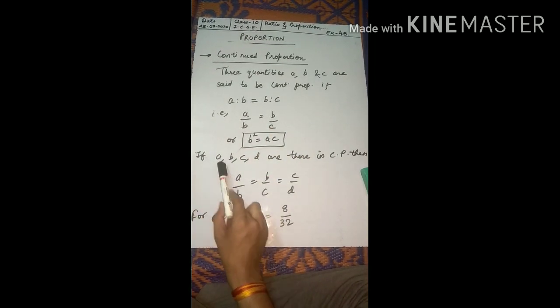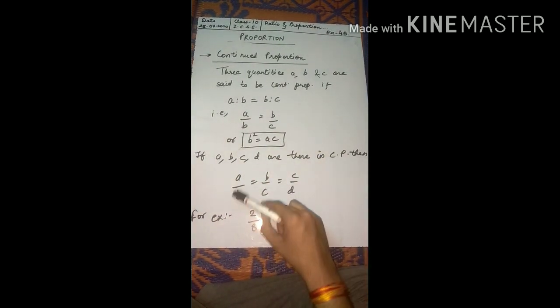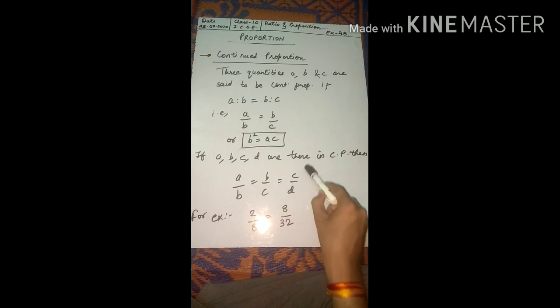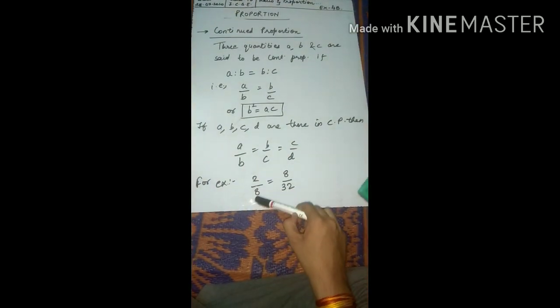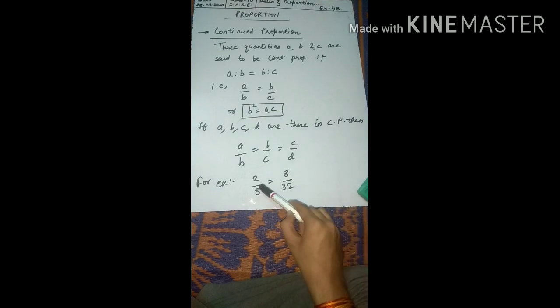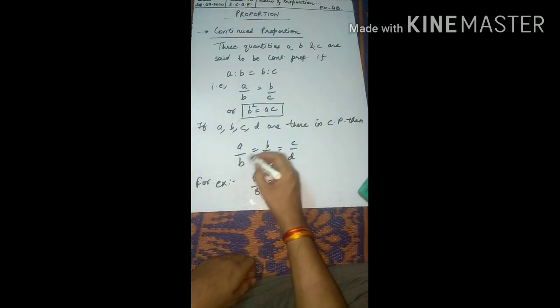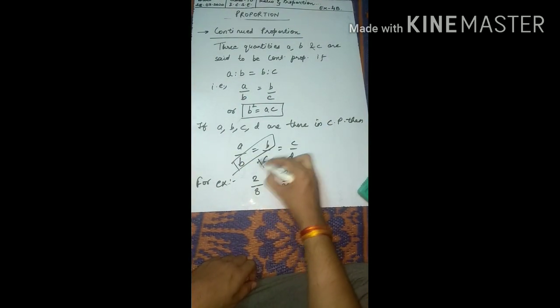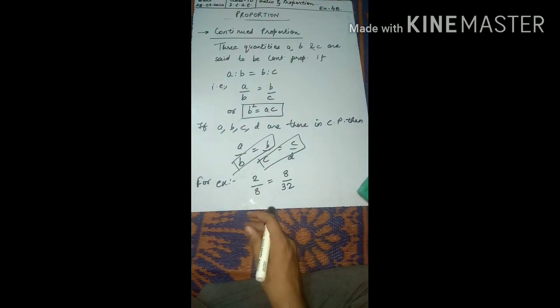And if A, B, C, D are in continued proportion, then A upon B is equal to B upon C is equal to C upon D. Say, for example, 2 upon 8 is equal to 8 upon 32. See this, the ratios of these two should be the same. As we took for the three, these two were the same, these two were the same, like that. This is called the continued proportion.